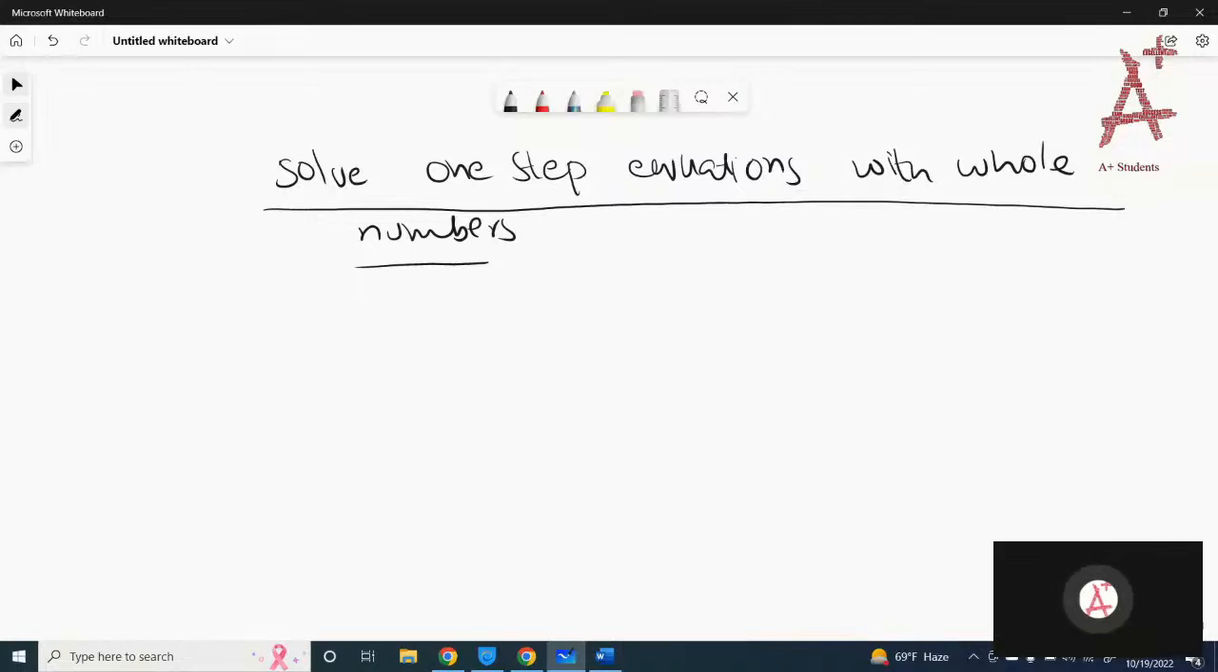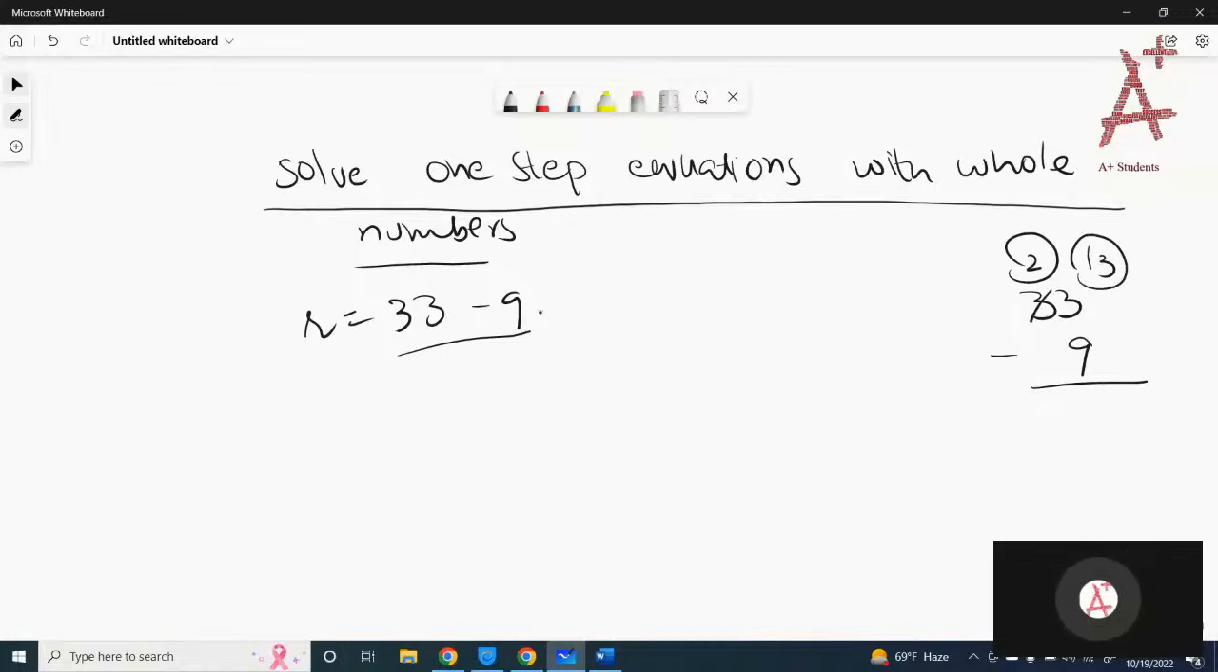So the first one is solve for r, and r equals 33 minus 9. So you have a variable on one side, and on the other side you have the numbers. So just solve the numbers. So 33 minus 9 is, you cannot subtract a greater number out of the smaller one, so you need to borrow one. You have 2 here and 13 here. 13 minus 9 is 4, and you bring the 2 down, so it would be 24.